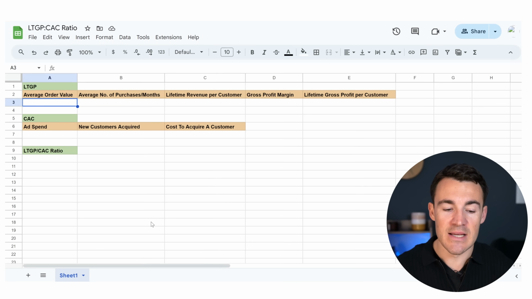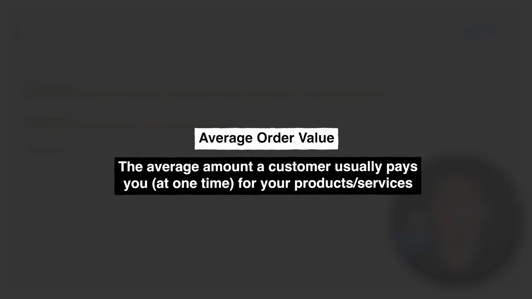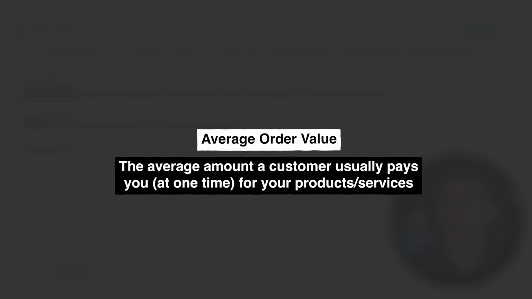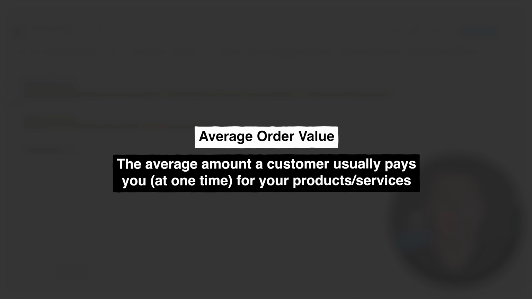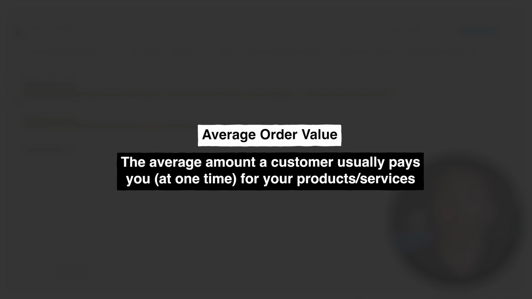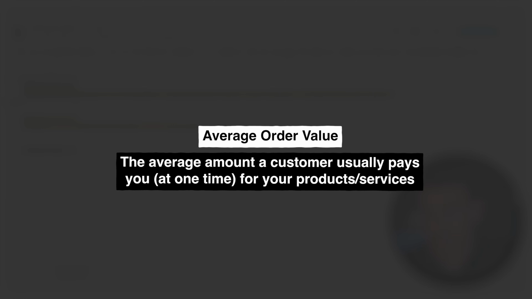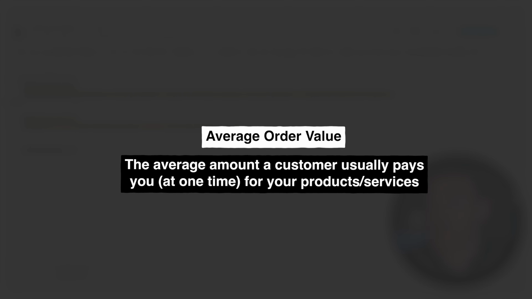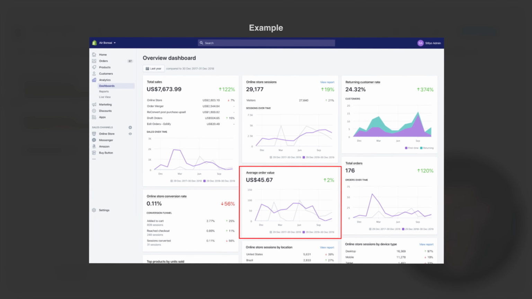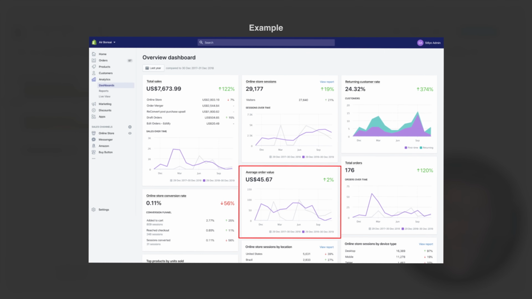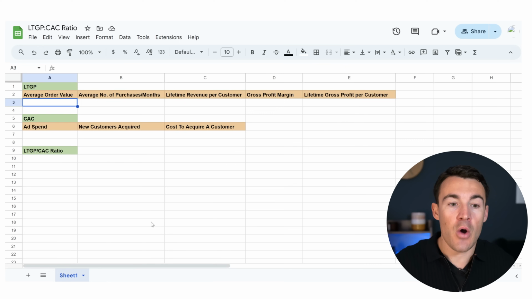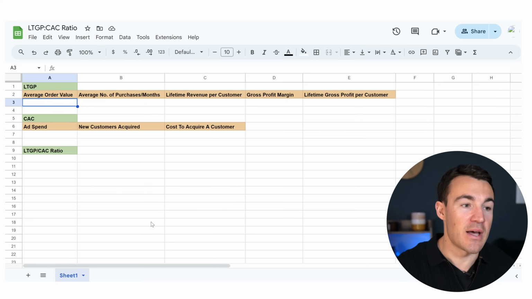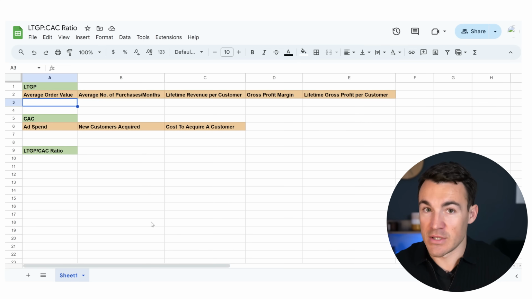So the first one is average order value. And this can work if you're a product business, service business, whatever, by the way. Average order value. So how much on average do people usually pay to your business for your products and services in one go? Okay, so this could be average order value of, say, if someone's purchasing through a Shopify store, what's their average checkout value? Shopify will give you that number. Or if it's a service, how much does someone pay on average to your business? Is it $2,000 a month? Is it $500? Is it whatever?